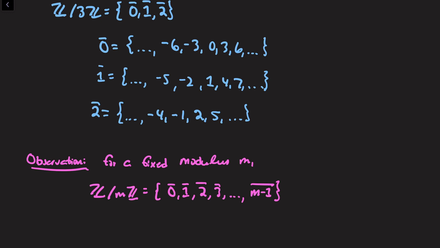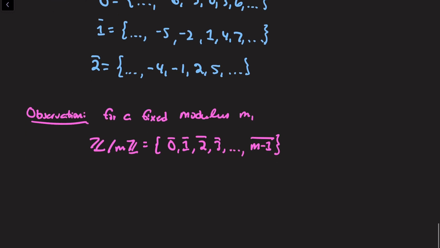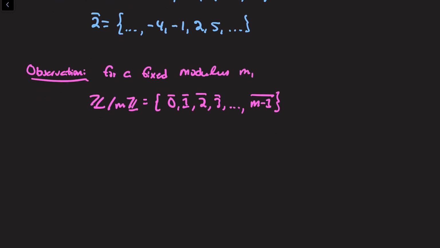But now let's think about why congruences might be nice. So part of the term equivalence relation suggests that maybe this relation should behave like equality.